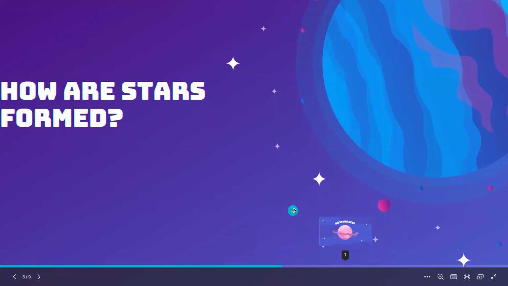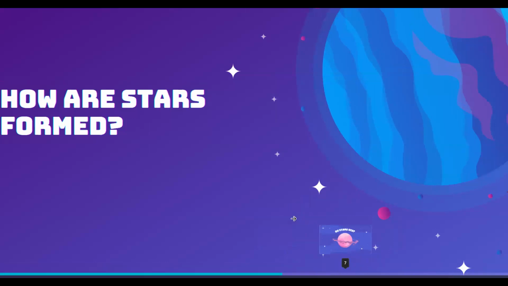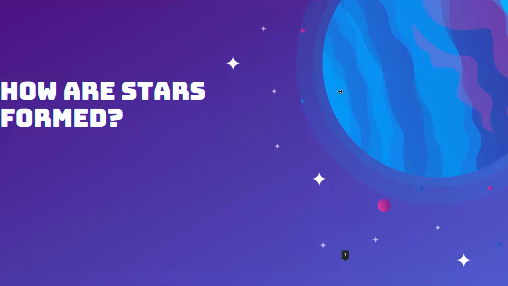The outward force is created by heat and radiation. These inward and outward forces maintain the balance of the star. Thus, a star is born. So that's how a star is formed, or you could say born.